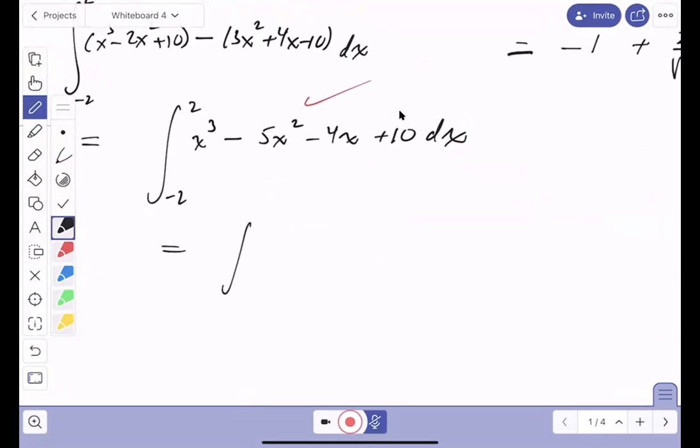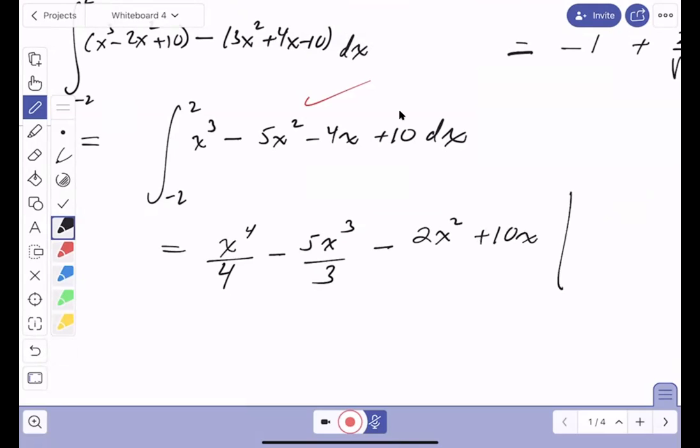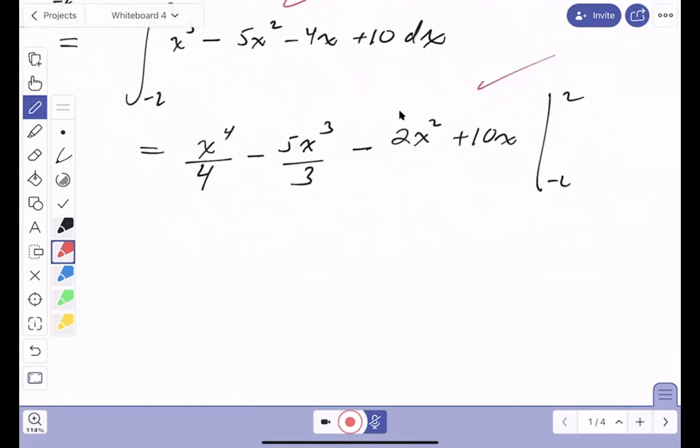And what am I going to do? Well, I guess I integrate. There's not much else I can do with that, right? So I think I can integrate. What do you get? Well, you get x to the 4th over 4 minus 5x cubed over 3 minus, well, that would be 4x squared over 2, which is 2x squared, and then plus 10x. Limits of integration -2 to 2. And again, I'd be really happy to see a student get that far. Of course, I want to go to the end. I don't want to just simply stop.